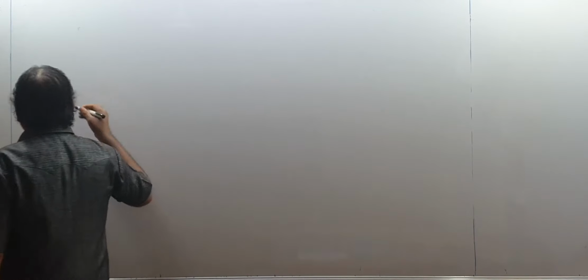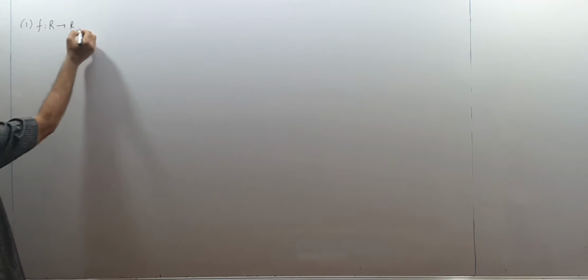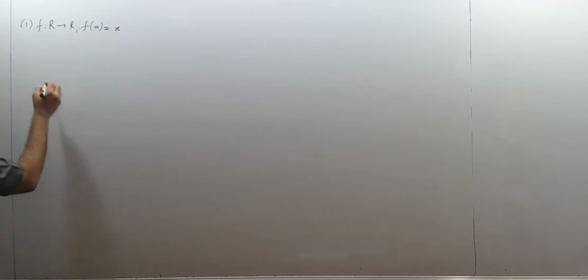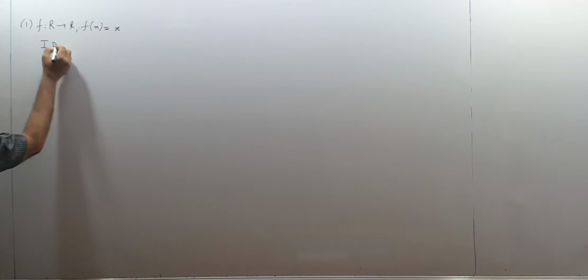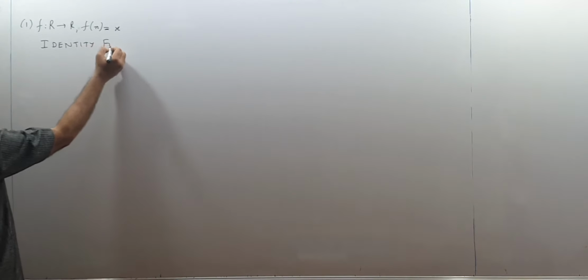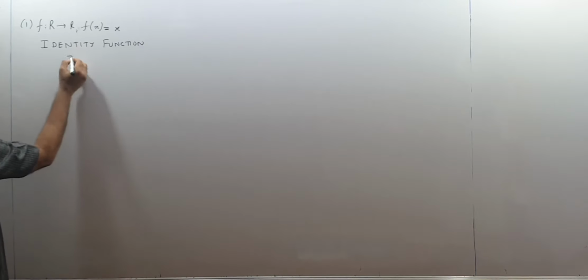Okay, now students, we take into account some special type of functions. First function that comes your way is f, a function from R to R, and f(x) equal to x. This is called an identity function. I am writing for you, and let us see what it means in detail. Identity function, and it is denoted by the symbol I_R.